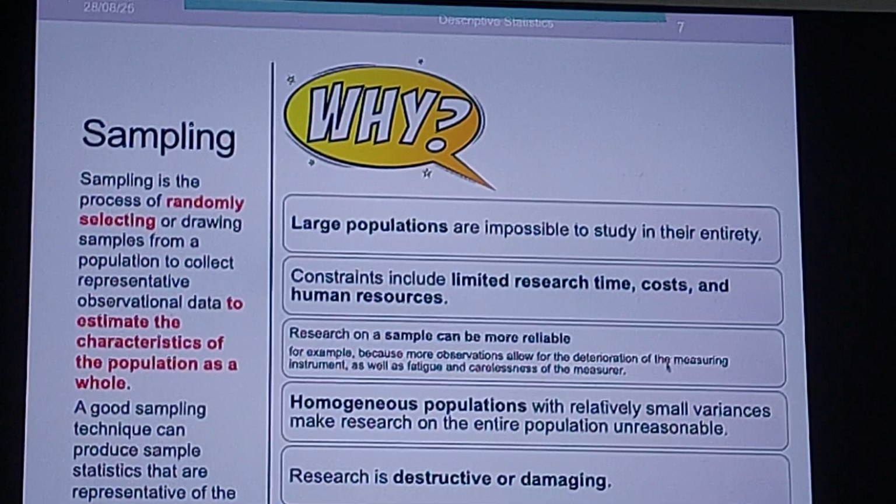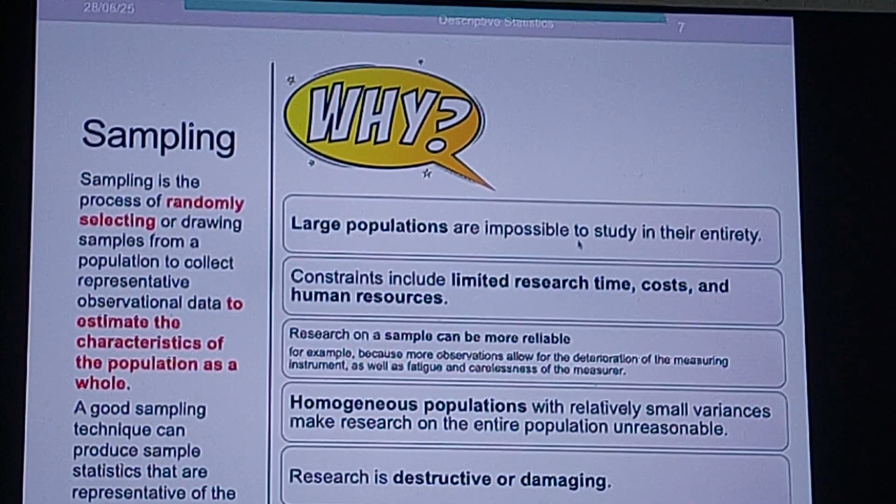And why do we use sampling, not census? Because maybe the researcher found that there is a large population that is impossible to study in its entirety.